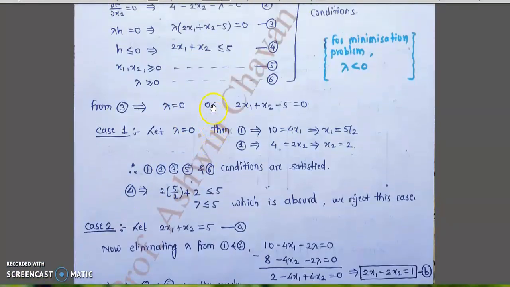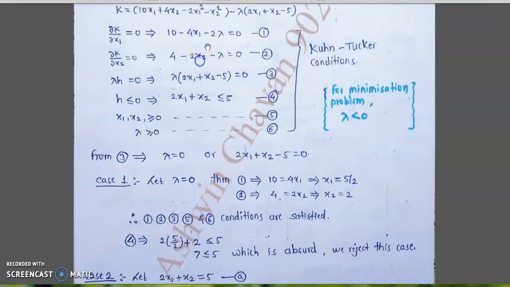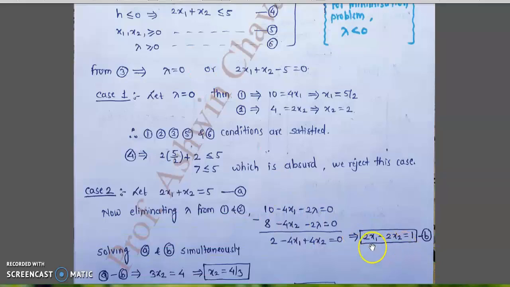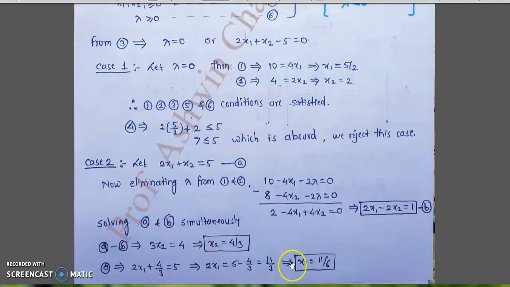So we have equation 1 and 2 in x1, x2 and lambda. If we eliminate lambda from these two equations, we get a resultant equation in x1 and x2. So we multiply second equation by 2, so that we get minus 2 lambda and minus 2 lambda. If we subtract them, we get lambda removed and we get another equation in x1 and x2. If we do so, we get that resultant equation as 2x1 minus 2x2 equal to 1. Call it equation B. So equation A and B are in x1 and x2. If we solve them simultaneously, we get simply x1 as 11 by 6 and x2 as 4 by 3.